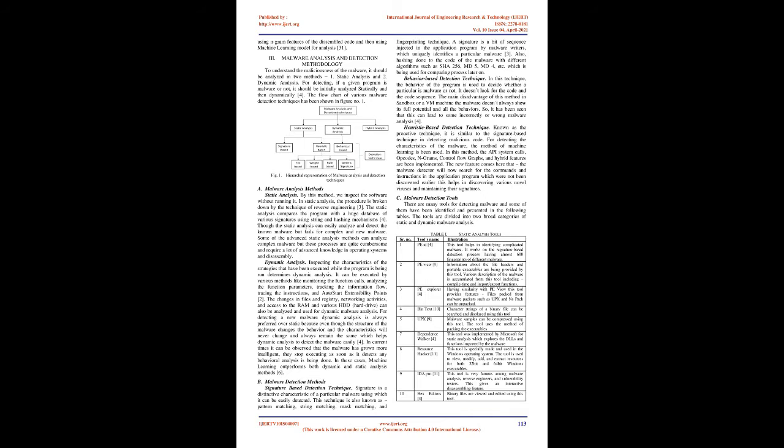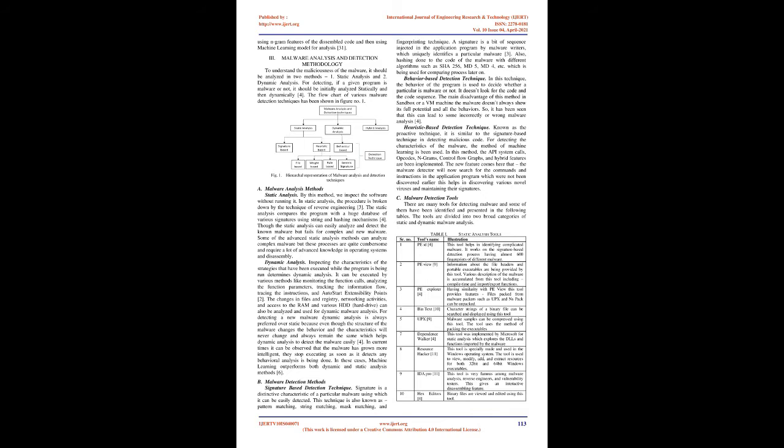Dynamic analysis. Inspecting the characteristics of the strategies that have been executed while the program is being run determines dynamic analysis. It can be executed by various methods like monitoring the function calls, analyzing the function parameters, tracking the information flow, tracing the instructions, and auto-start extensibility. Points 2. The changes in files and registry, networking activities, and access to the RAM and various HDD, hard drive, can also be analyzed and used for dynamic malware analysis.